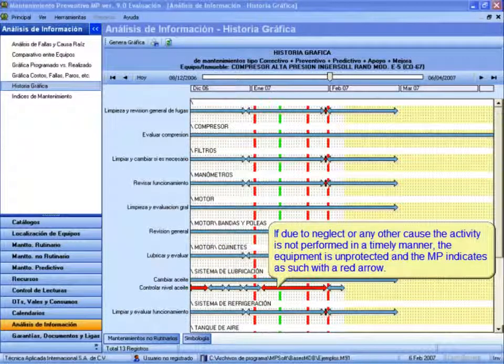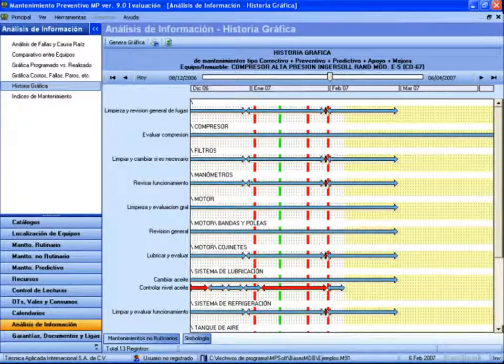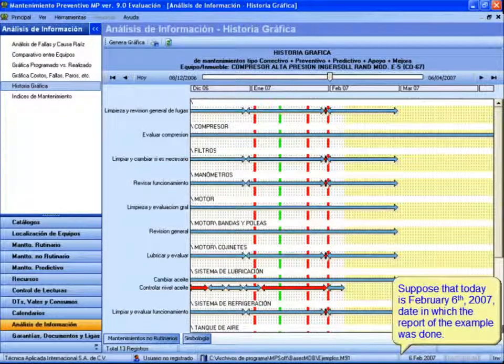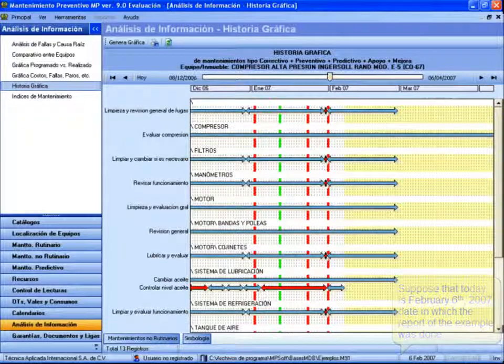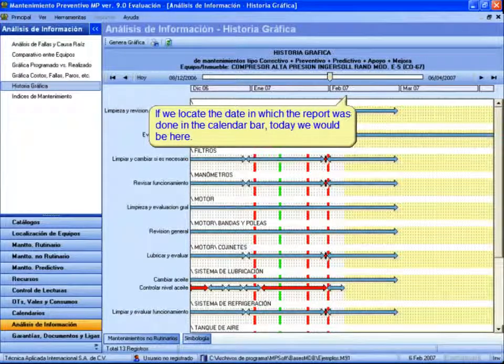If due to neglect or any other cause the activity is not performed in a timely manner, the equipment is unprotected and the MP indicates as such with a red arrow. Suppose that today is February 6, 2007, date in which the report of the example was done. If we locate the date in which the report was done in the calendar bar, today we would be here.